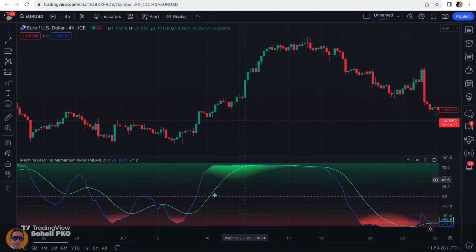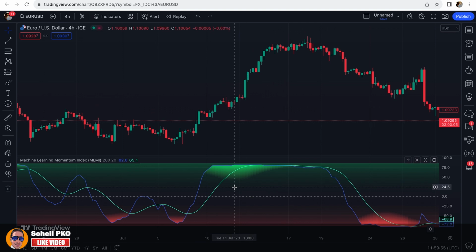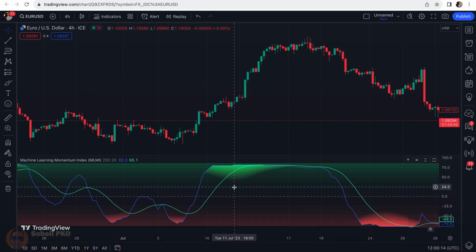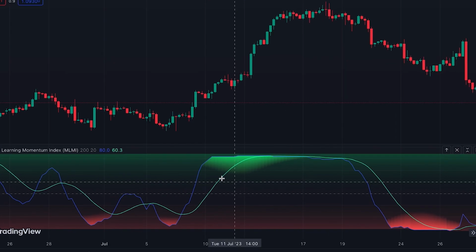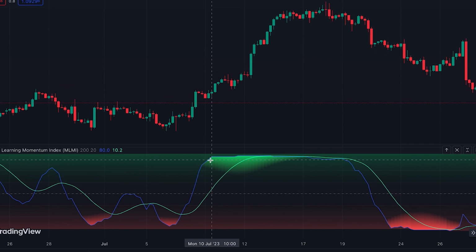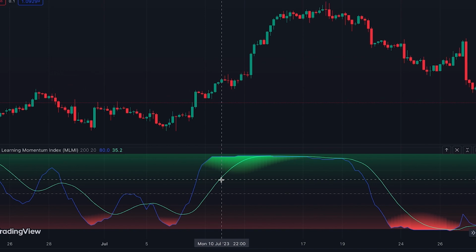Alright, as I said, this indicator combines traditional momentum analysis with a machine learning algorithm. It uses fast and slow weighted moving average of RSI to evaluate the market's momentum, and then it applies a machine learning algorithm to make more accurate predictions on momentum. This blue line that you see here is the machine learning momentum index line, and from now on we just call it the MLMI line for short, and this green line is the weighted moving average of the MLMI line.